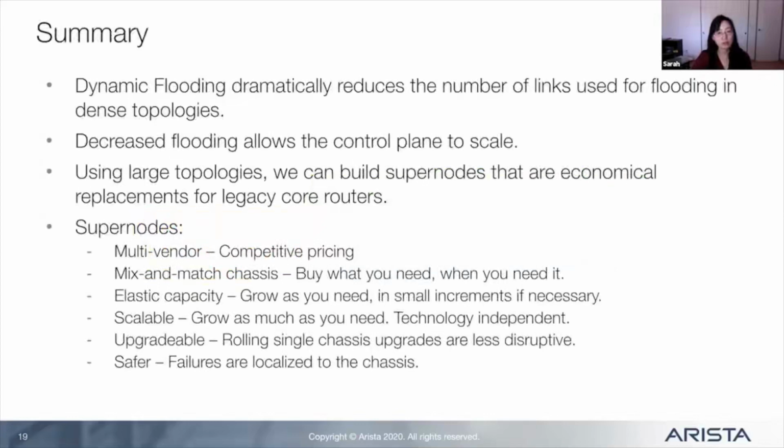In summary, dynamic flooding can dramatically reduce the number of links used for flooding in a dense physical topology. The decreased flooding allows the control plane to scale, so we can build a much larger and denser topology running link state IGPs. Using such large topologies, we can build supernodes to replace the legacy core routers. The benefits of supernodes are listed here.